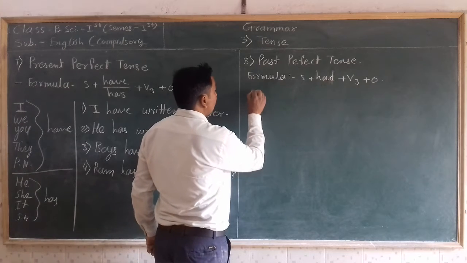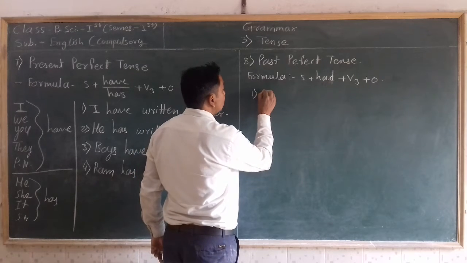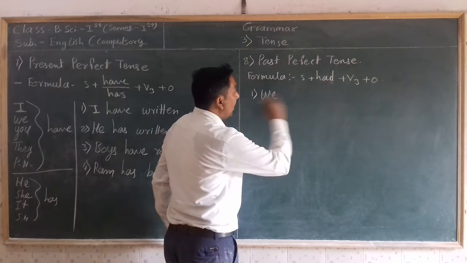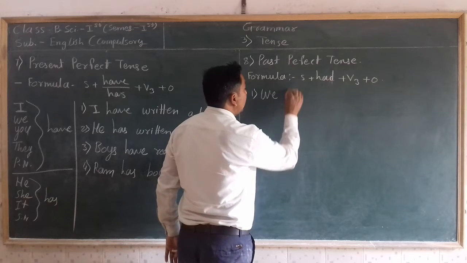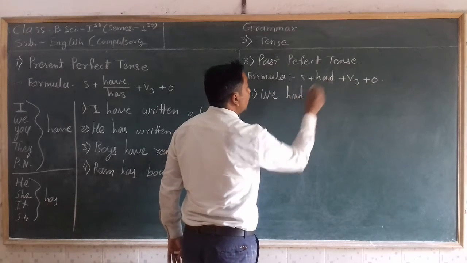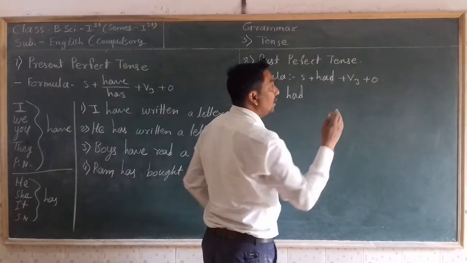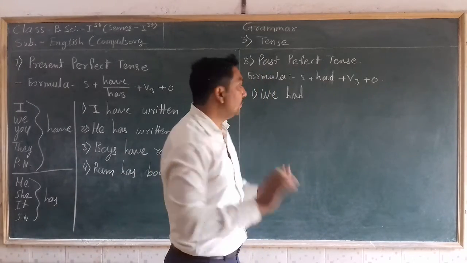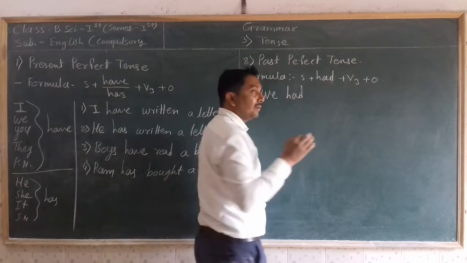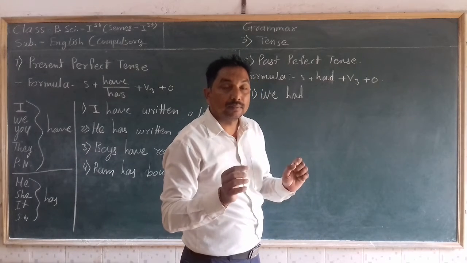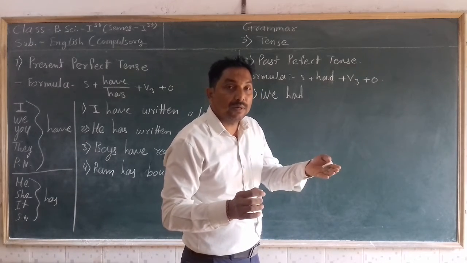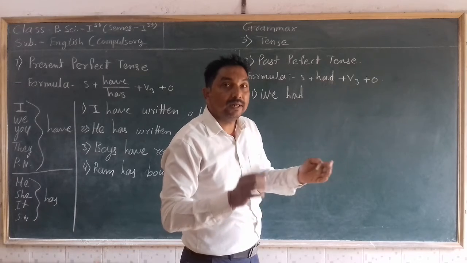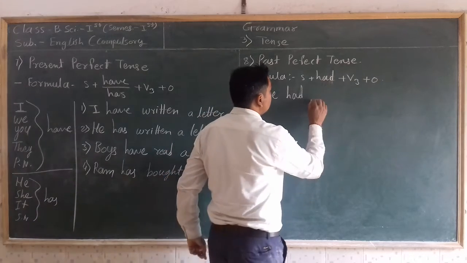So suppose I want to take a subject we. In front of any subject, write had in the past perfect tense. Then V3, third form of the word or past participle of any verb. Suppose I want to take the verb learn, and what is the past participle form? Third form of learn, it is learned.